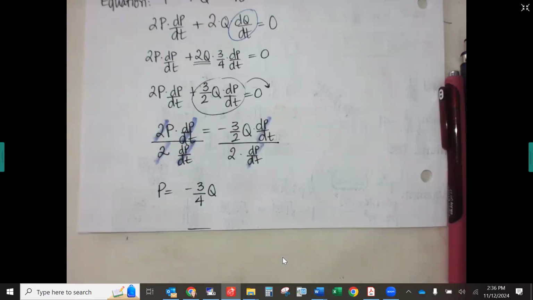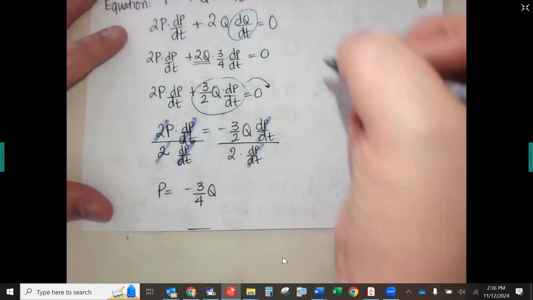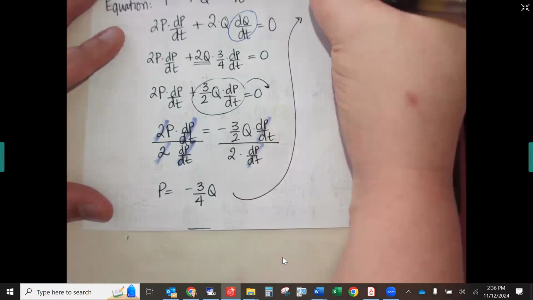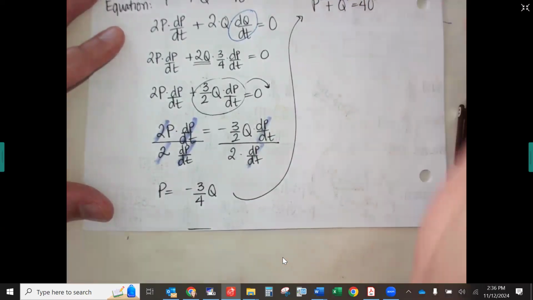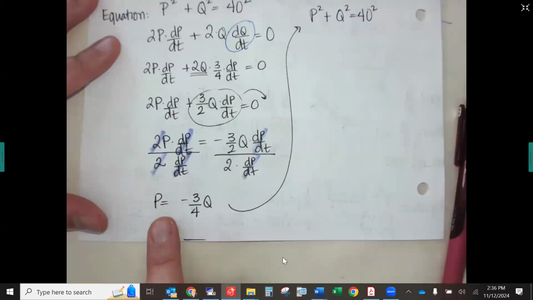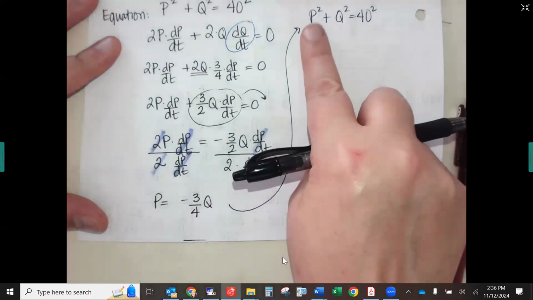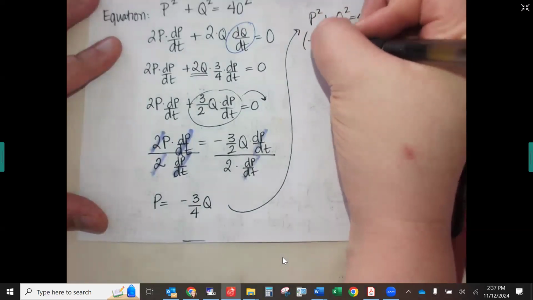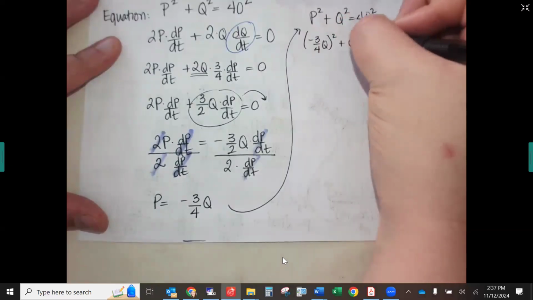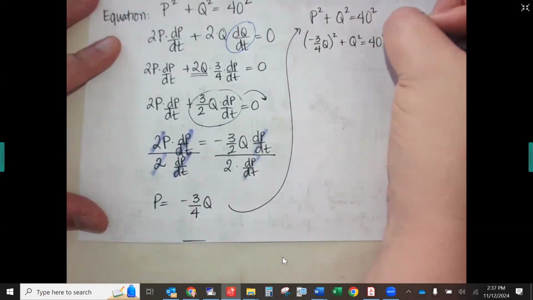Okay, where can I put this as a substitution to solve for Q? Where do we always sub back into? The original, very good. So come back up here to the top. Remember that P squared plus Q squared is 40 squared. Well, then I can take that substitution for my P and put it right here. So it's going to be negative 3/4 Q, all squared, plus Q squared equals 40 squared.